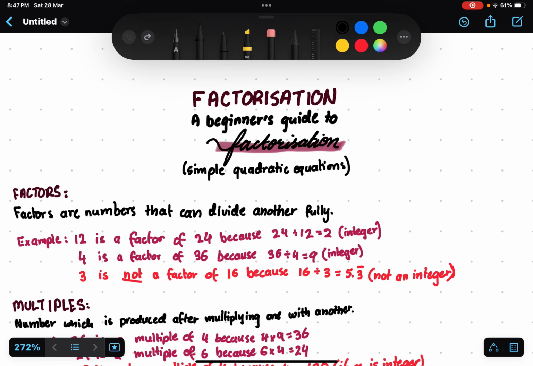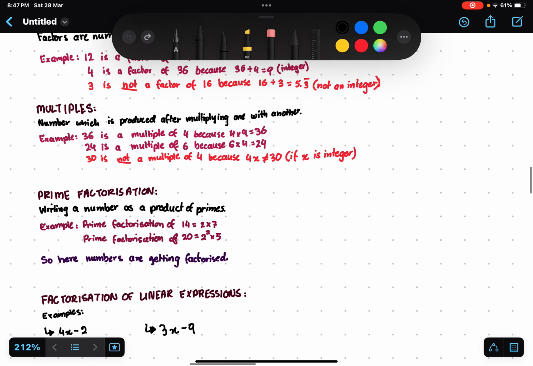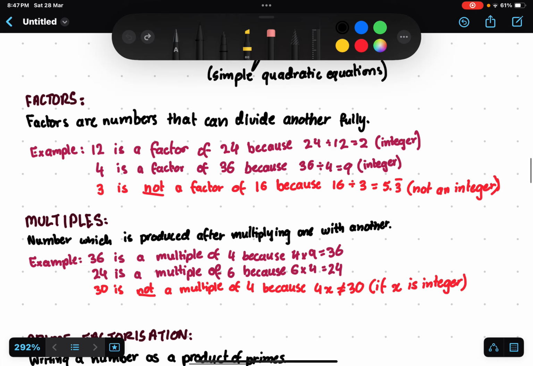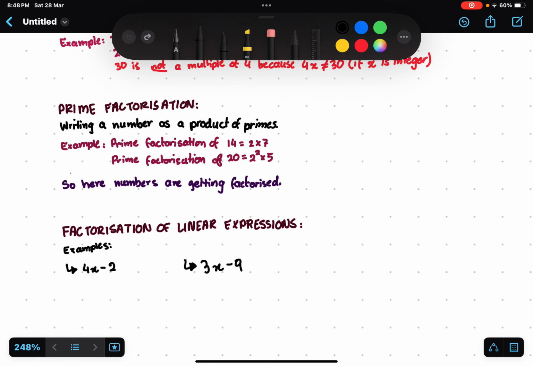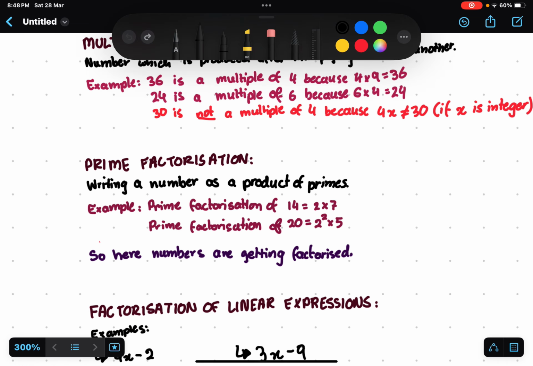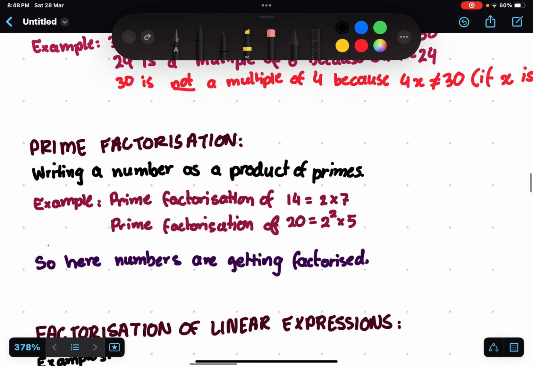In today's video, we're going to be doing part 2 of factorization for beginners. So we're going to be going into prime factorization today. In the last video, we looked at what factors are and what multiples are. And in today's video, we're going to be focusing primarily on prime factorization because this is going to be building the basics for us to start doing linear expressions later on. So this is going to be a quick video. Let me just show you how this really works.